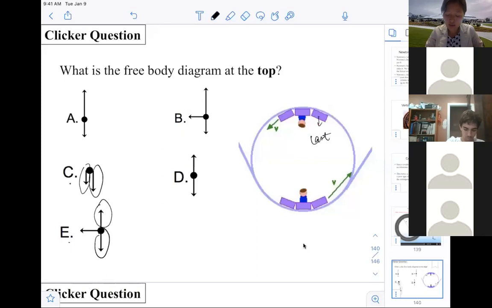The cart is in touch with the track. So the track is exerting a force on the cart. Do you think that force is downward or upward? Is the track pushing down on the cart, or is the track lifting up the cart? That's the difference between C and E. Thoughts?